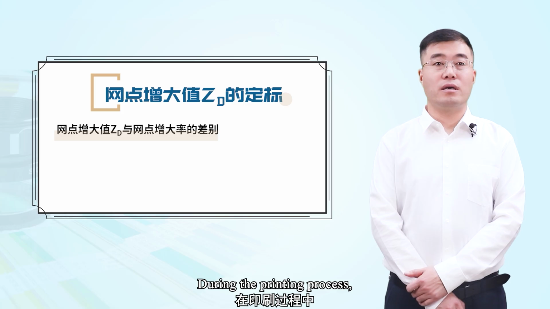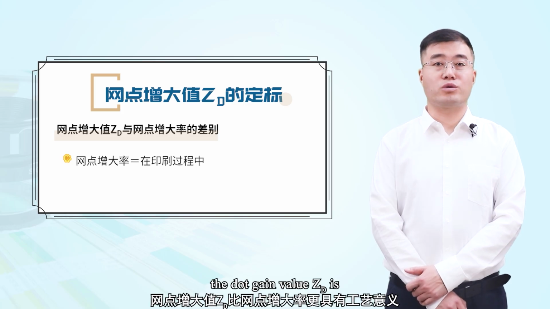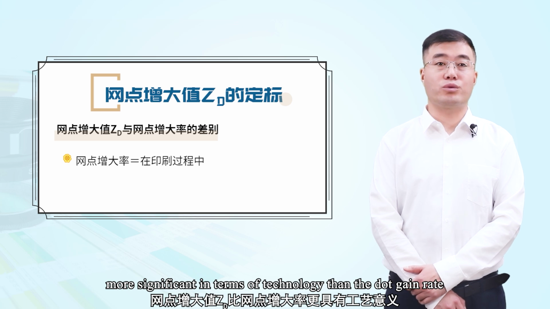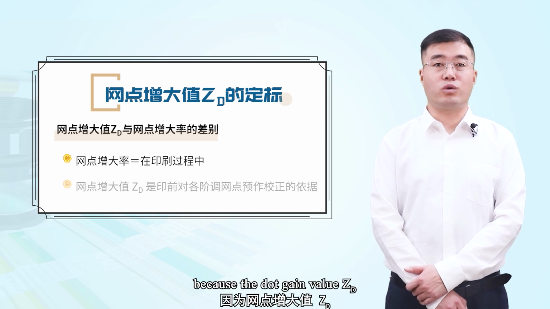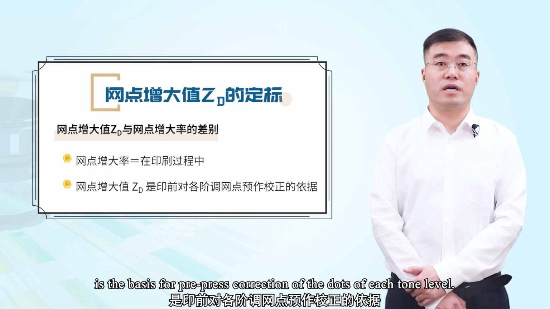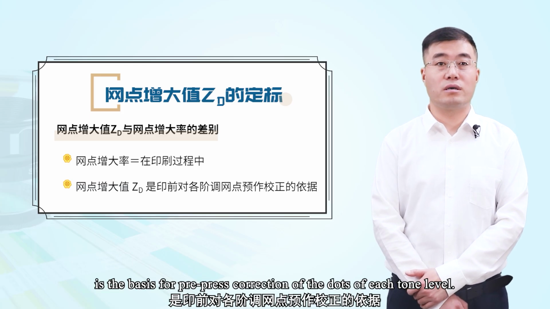5. The difference between the dot gain value Z sub d and the dot gain rate. During the printing process, the dot gain value Z sub d is more significant in terms of technology than the dot gain rate, because the dot gain value Z sub d is the basis for pre-press correction of the dots of each tone level.